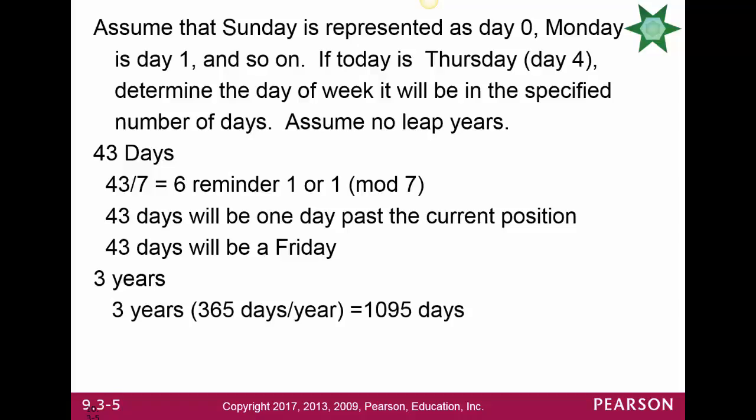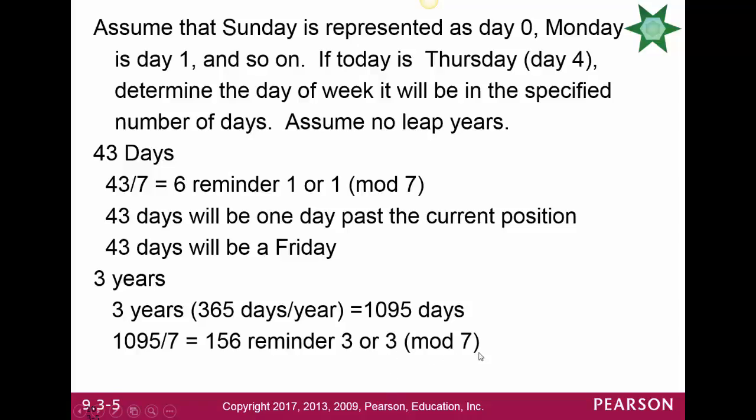In 3 years. So we need to convert the years to days. So 3 times 365 gives us 1,095 days. Again, we're going to divide by 7. And we get 156 with a remainder of 3, which is written like this, 3 mod 7. So if we're on a Thursday, we're going to be 3 days ahead, and that will be a Sunday in 3 years from today on a Thursday.